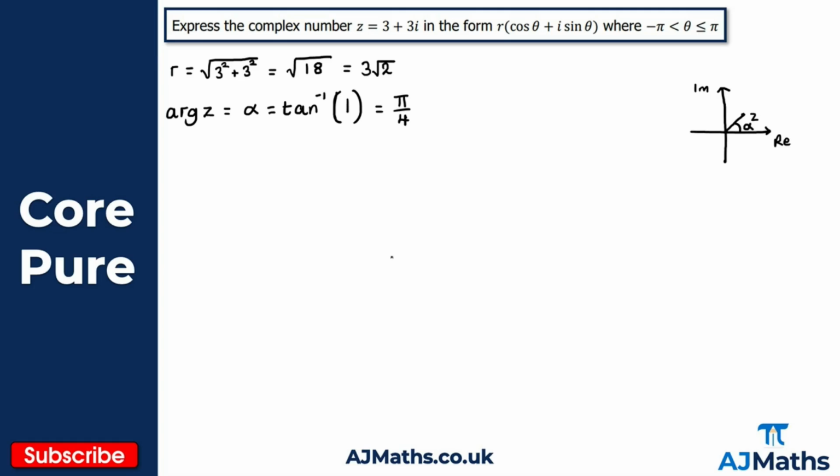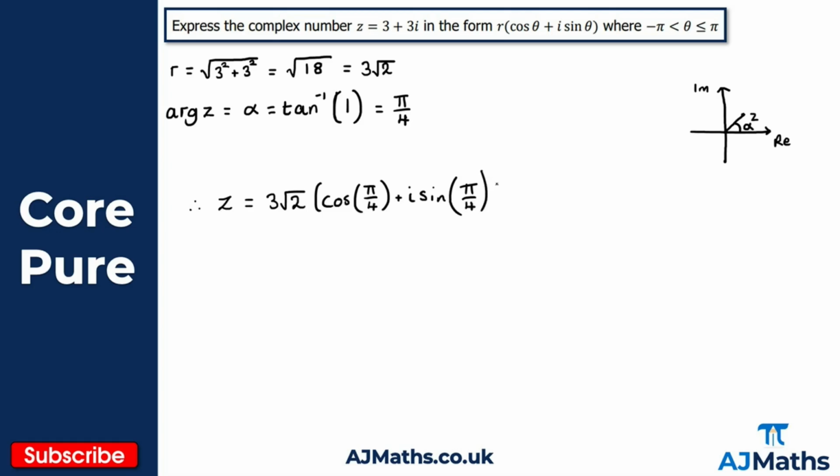So we've got everything we need here now. We've got the modulus, we've got r, we've got the argument. All we need to do now is put it into this form. So in that case, our complex number z is going to be equal to r, which is 3 root 2, times cos theta, where theta here is pi over 4. We get cosine of pi over 4 plus i sine pi over 4.